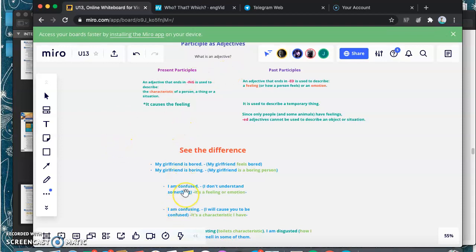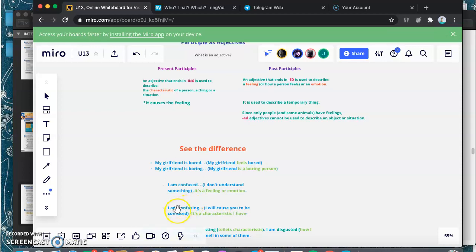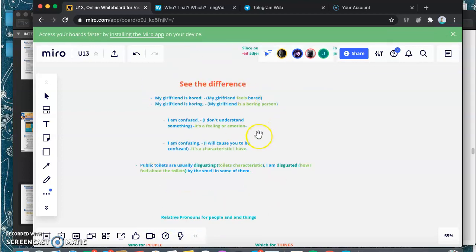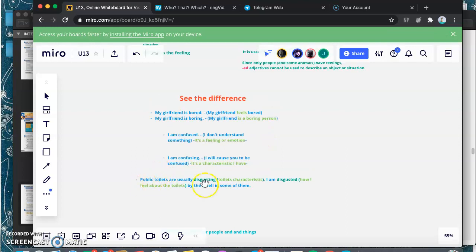Then, for example, if I say I am confused, that's a past participle using ed. That's when I don't understand something and it's a feeling, an emotion, I'm feeling confused. But if I say that I am confusing, which is a present participle with ing, that means that I will cause you to be confused. I am confusing is a characteristic that I have, and this will cause you to be confused, which is the emotion, the feeling.